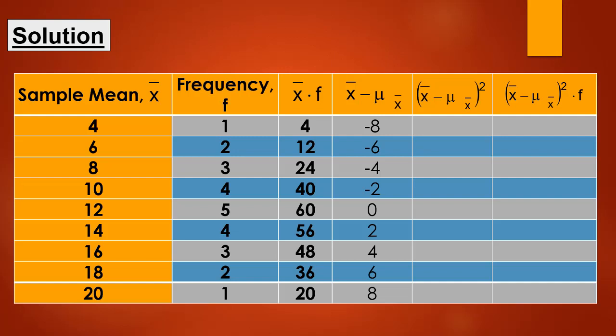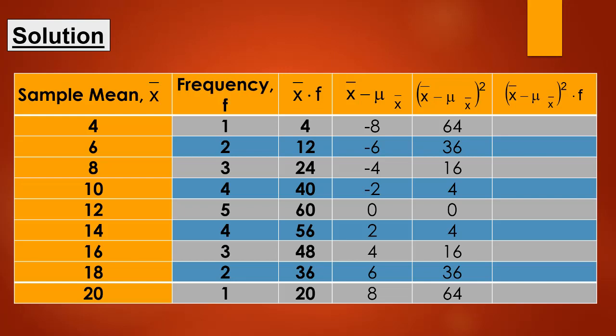For the next column, we're going to square. And remember, whenever you're squaring things, those answers are going to come out positive. So negative 8 squared is 64. Negative 6 squared, 36. Negative 4 squared is 16. Negative 2 squared is 4. 0 squared is 0. 2 squared is 4. 4 squared, 16. 6 squared, 36. 8 squared, 64.